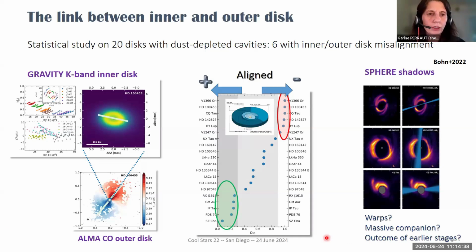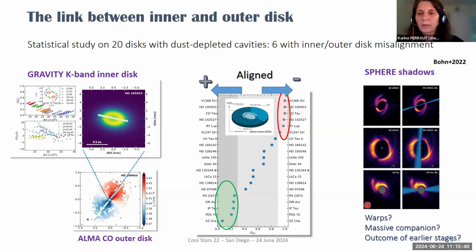This is an example of a statistical study on 20 disks with known dust-depleted cavities. We derive the orientation of the inner disk with GRAVITY in the K-band, and we can compare it with the orientation of the outer disk that we could derive using the ALMA CO map. For 6 among our 20 targets, we clearly detect an inner-outer disk misalignment, and we can use this misalignment to predict the shadows that are expected in this case of misalignment, the shadows that we observed in the SPHERE image, as you can see here on the right. The predictions are in blue, coming from our misalignment measurement, and you see that it nicely fits what is really observed on this object.